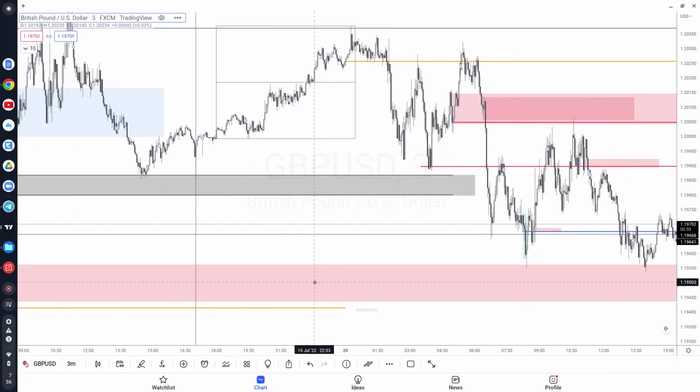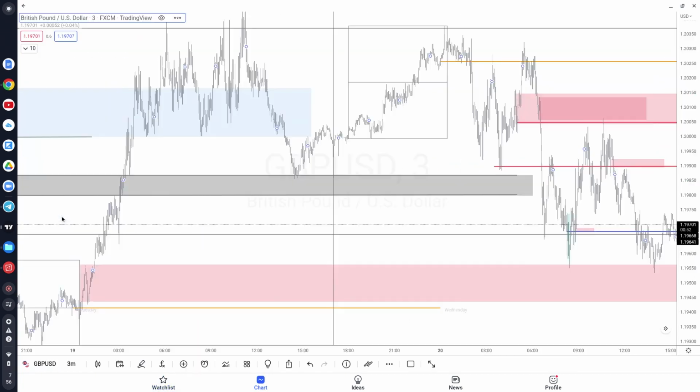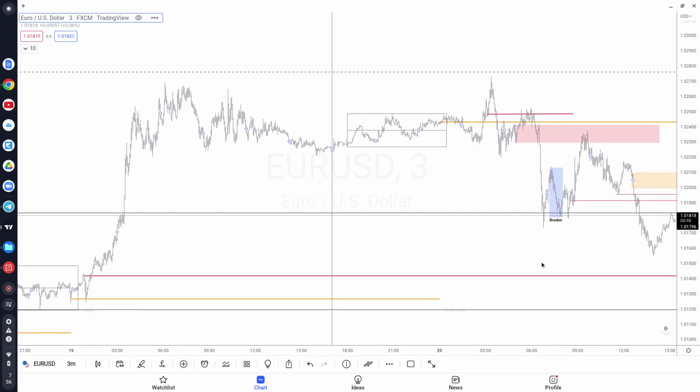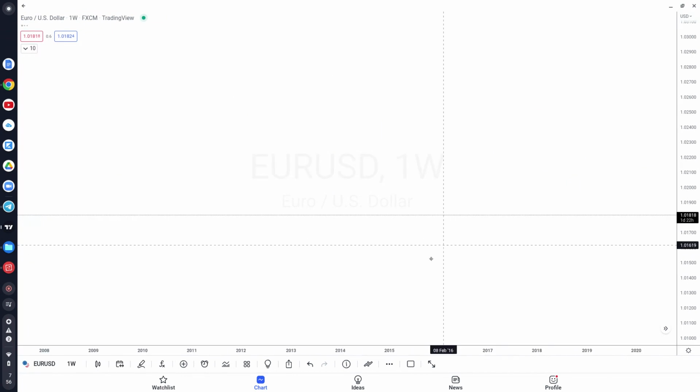Alright guys, bringing you a breakdown of today's price action. We'll start with the euro. And I'll actually back out to see the weekly.